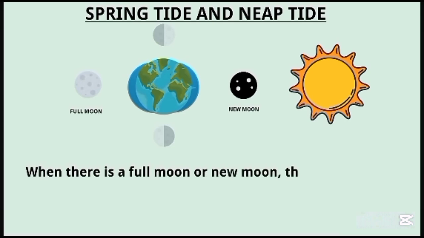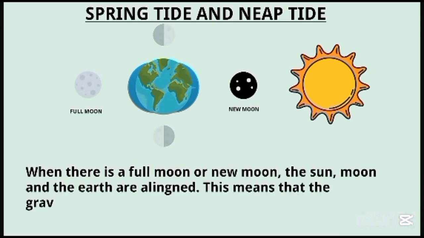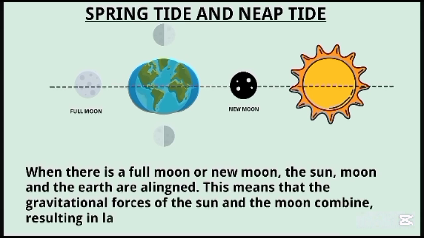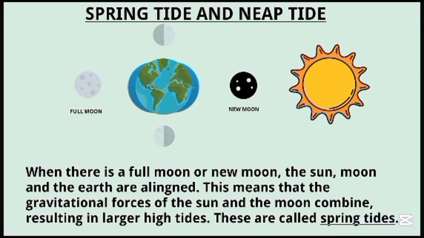When there is a full moon or new moon, the Sun, Moon, and the Earth are aligned, meaning they are in a straight line. This means that the gravitational forces of the Sun and the Moon combine, resulting in larger high tides. These are called spring tides, just like you can see there.